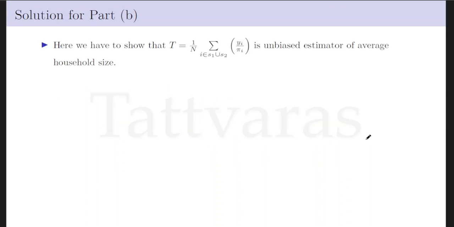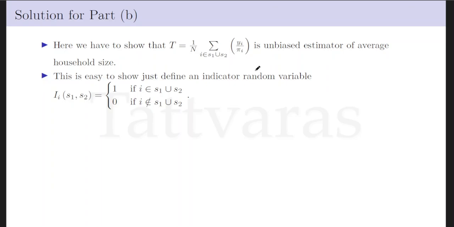For the second part, we have to show that this estimator T is an unbiased estimator of average household size. Now, the expectation of T, how can it be expressed? So we can actually write this using some indicators. Since we are using the sum over the set S1 union S2, suppose we define I sub i of S1 S2 as 1 if the ith unit is included in S1 union S2 and 0 otherwise.